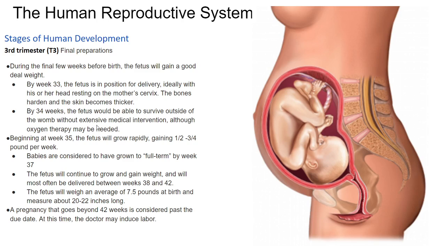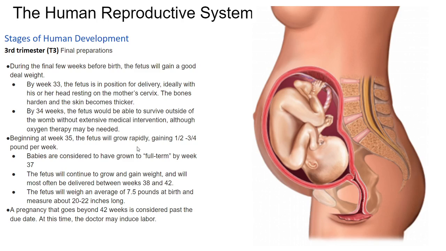By 34 weeks, the fetus would be able to survive outside of the womb, even though it'd have to have a lot of help. It'd have to have oxygen therapy and stuff, but it could do it because the lungs are basically the last thing to mature. That's why you would need some oxygen therapy, but you could do it at 34 weeks. That's a full 6 weeks early.